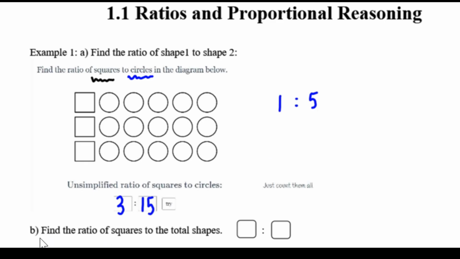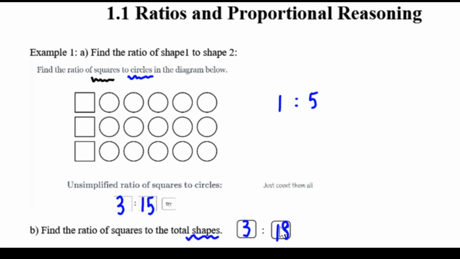And example B, find the ratio of squares. So we have 3 squares and to the total shapes. So be careful now, it's not to the circles, but to the total shapes. So we count all shapes, it is 3 plus 15, we have 18. So this one is unsimplified ratios.